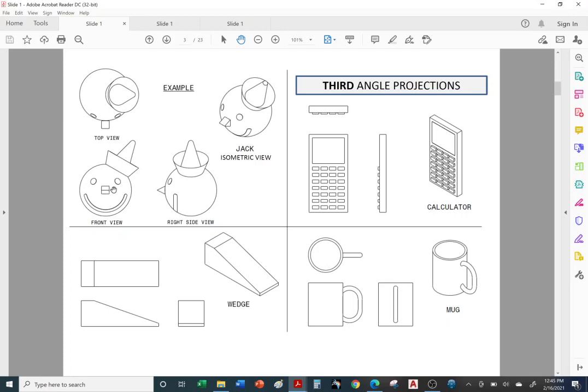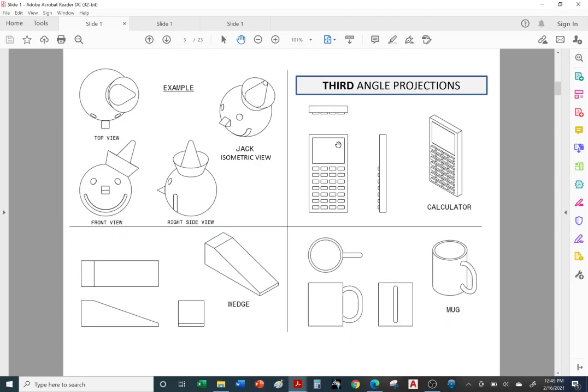Once again, tell Jack, okay, Jack, we want you to face downward. Face downward, look at your toes or your shoes, and then jump up in the air 2 feet. Take the snapshot, take a picture, and you get the top view. So this is referred to as third angle projection.